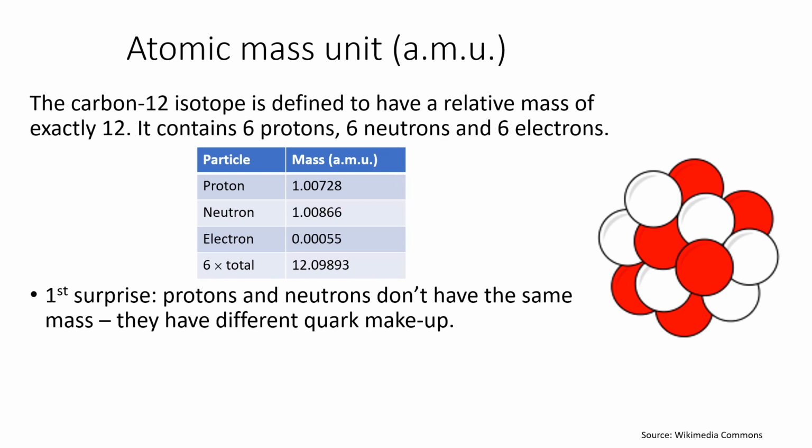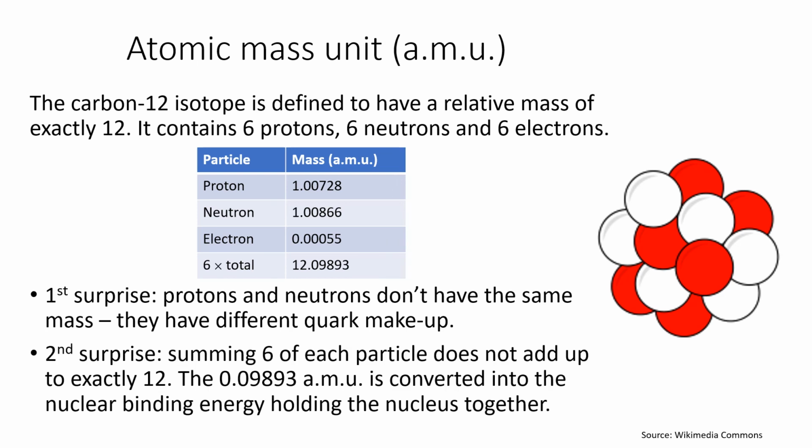That's slightly odd. And our second surprise, or perhaps it's not a surprise, having seen the last slide, is that when you take 6 protons, 6 neutrons, and 6 electrons, and add up all their masses, you'd think it would come to exactly 12, because we're defining the carbon-12 isotope as being 12 on the scale. But it doesn't come to 12. You can see it's a bit greater. It's nearly 12.1, as we can see in the table. So a little bit more mass is expected than we actually see. Or to put it another way, a little bit of mass has gone missing.